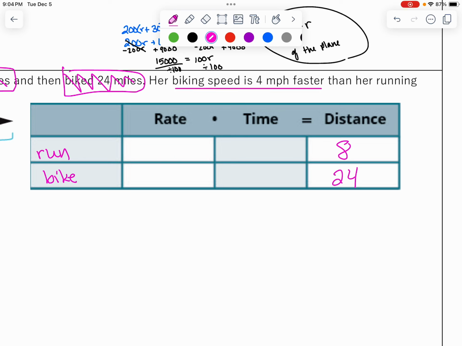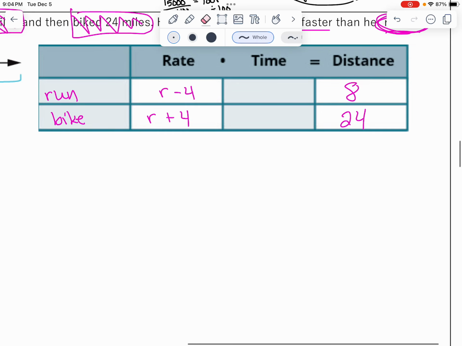Than her running speed. So let's call speed rate, right? So let's go R, let's say R + 4. Then what is it 4 bigger than? It was 4 bigger than her running speed. That means her running is just plain R. Some kids will ask, well, Miss Angeli, what if I do this one is R - 4 and this one is just R? That's totally fine. That would mean the same thing.